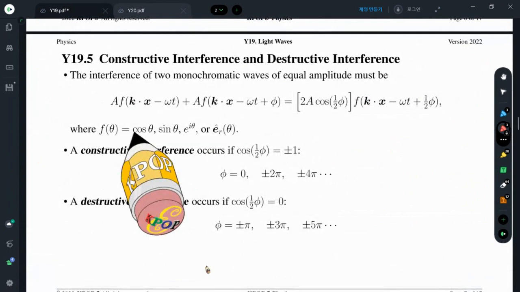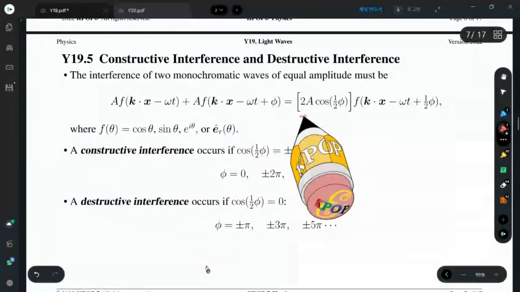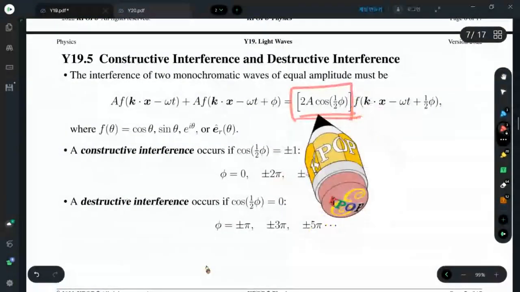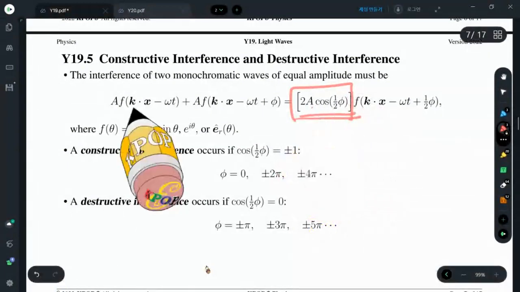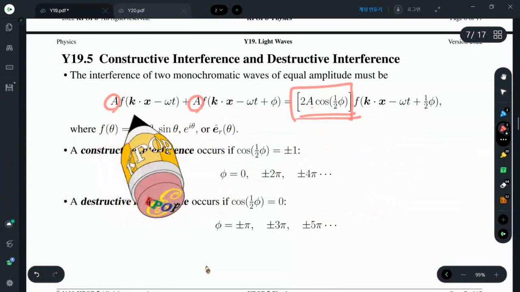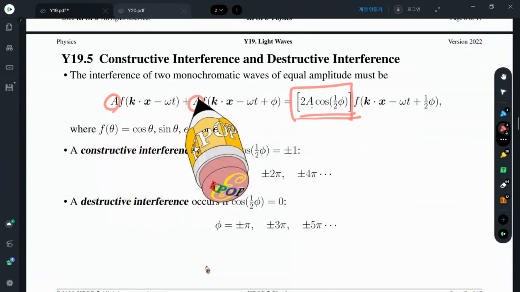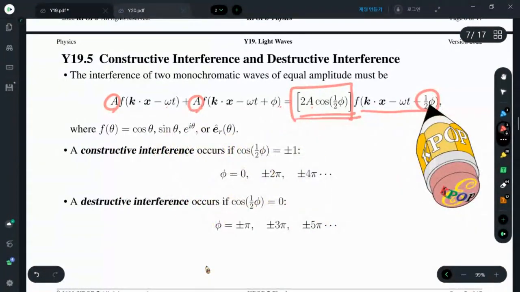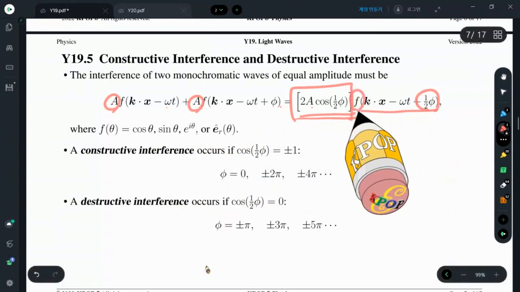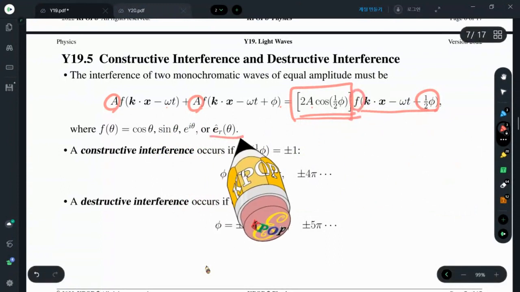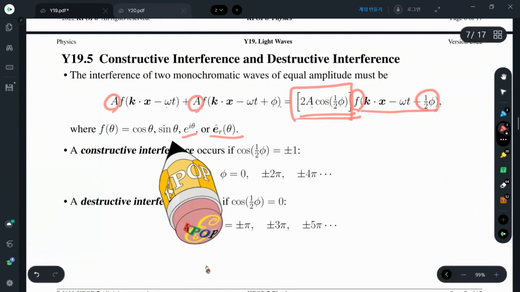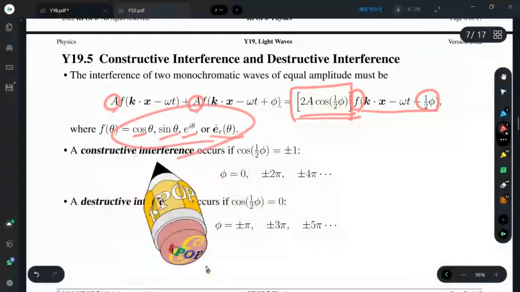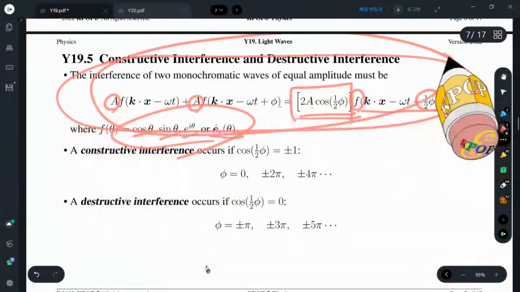So, constructive interference and destructive interference are all expressed in terms of a very compact relation. The amplitude changes according to the phase. If both original waves' amplitudes are identical to each other, the resultant wave should be shifted by half in the middle. And in here, F doesn't matter. It could be a two-dimensional planar radial vector, exponential i theta, cosine theta, sine theta, whatever. Everything must satisfy the identical relation.